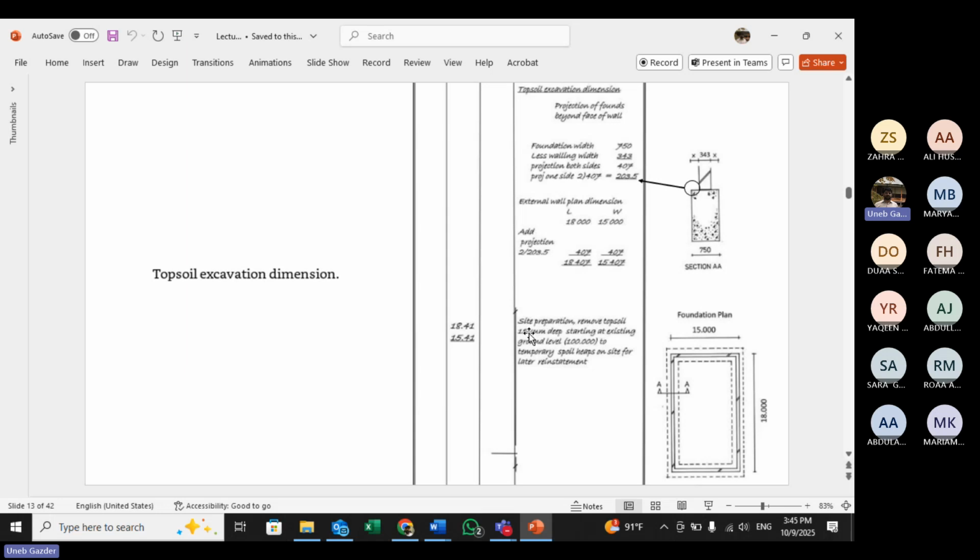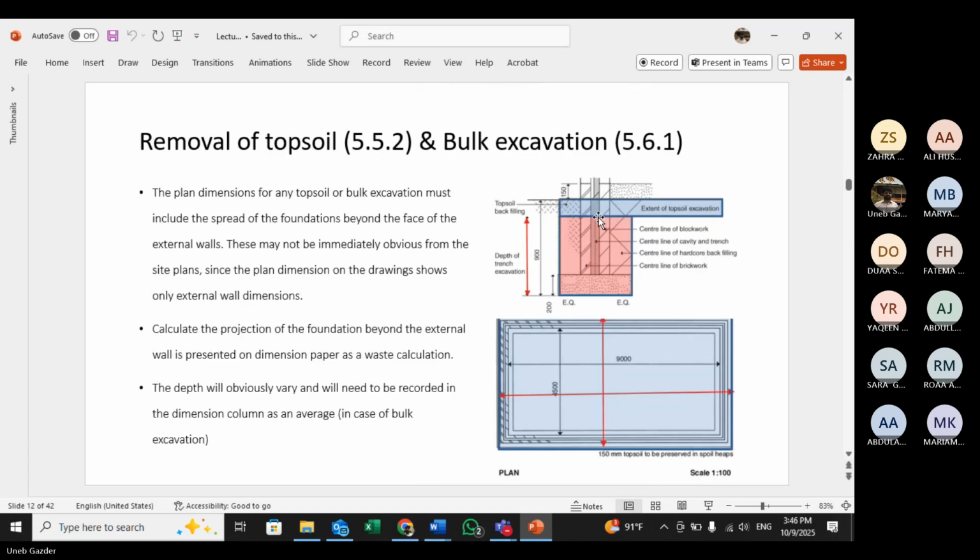So this is my main. I'm looking for this one. But to get to this one, I need some waste calculation. So this is how they are doing it. Now we go here.